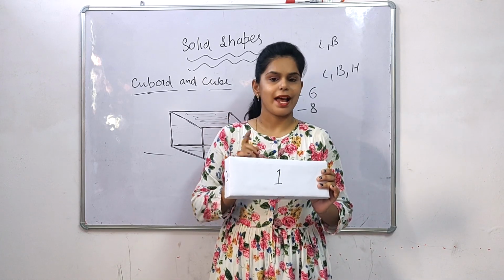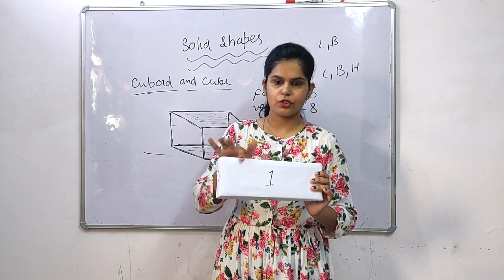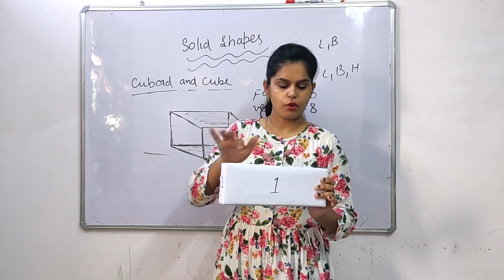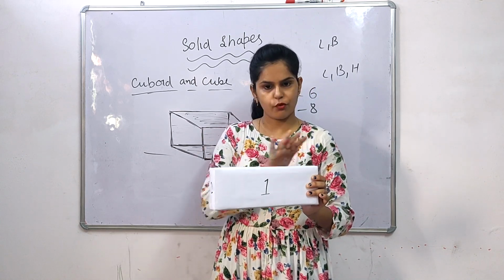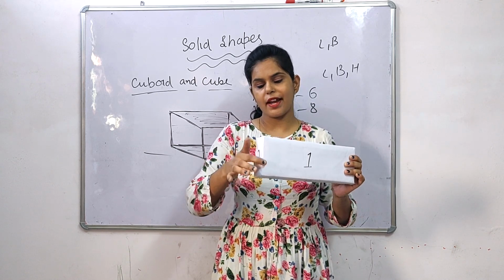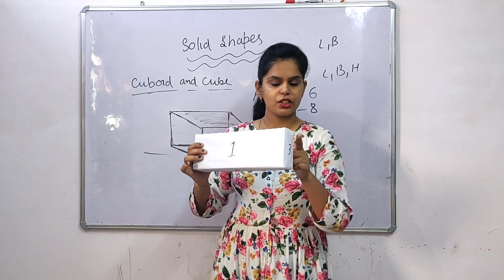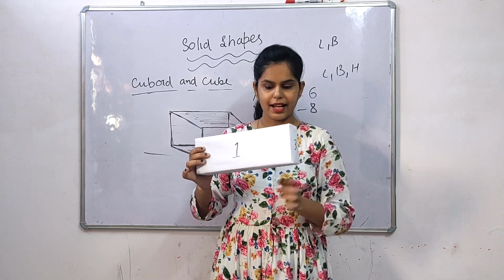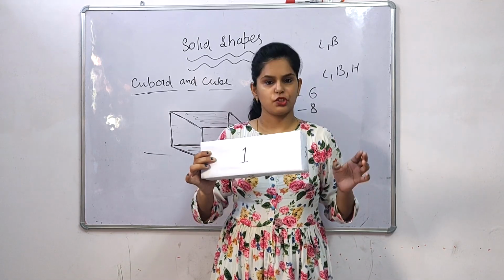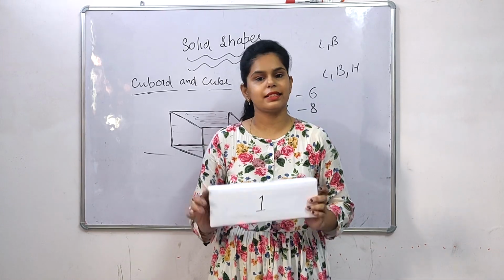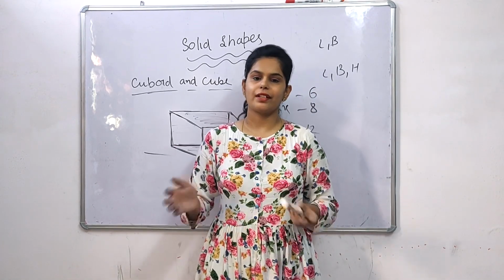How many vertex are there? 8. Now edges means these line segments, 1, 2, 3 and 4. For these 5, 6, 7, 8, this one 9 and 10, 11 and 12. So how many edges are there? 12. Yes.